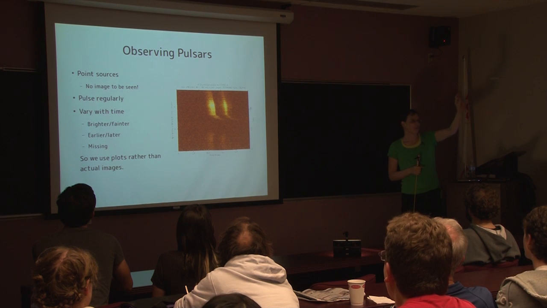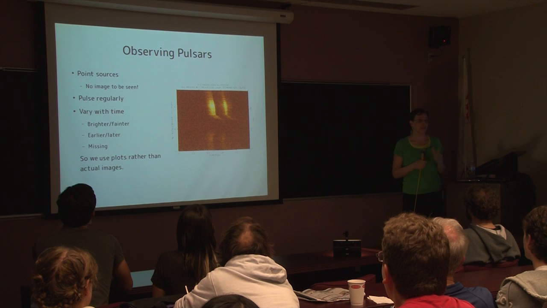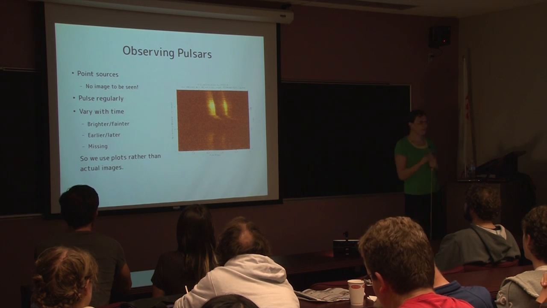But unfortunately, they're just point sources. They're 10 kilometers across. There's no way we're going to get a picture of a pulsar from here on Earth. So I can't give you a nice image of one. But they do pulse regularly.